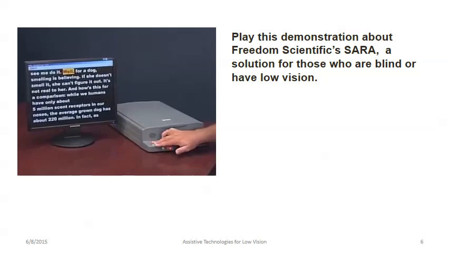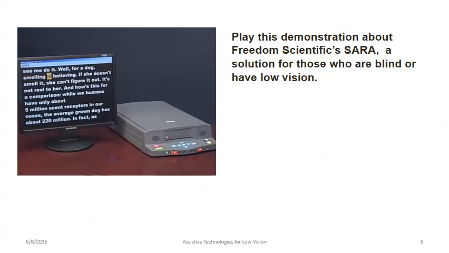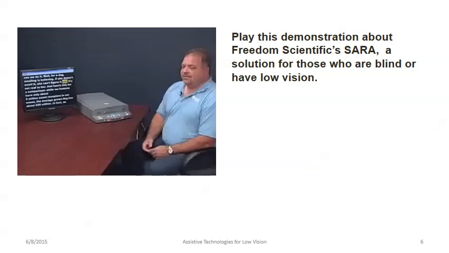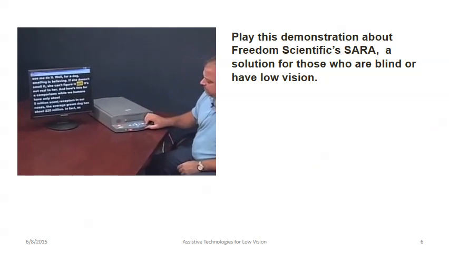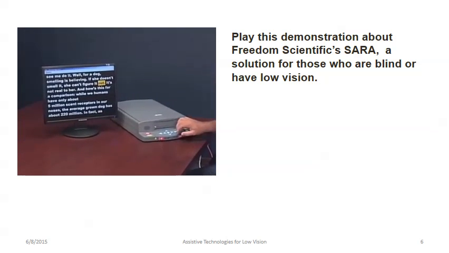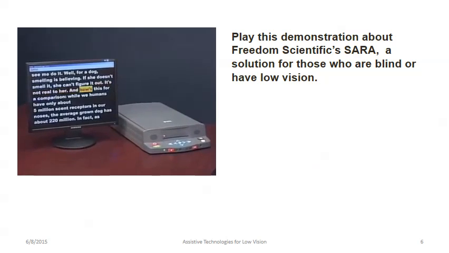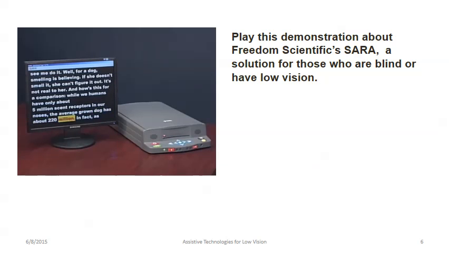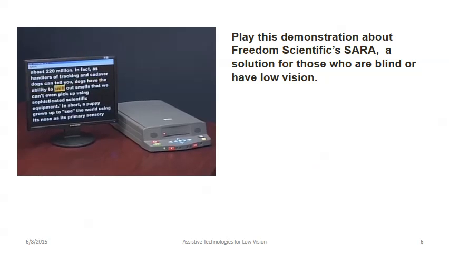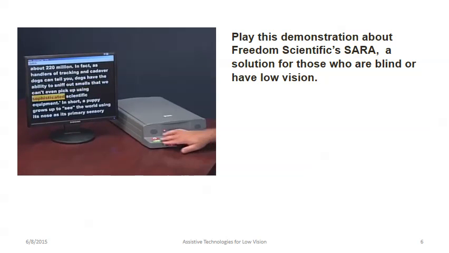Let's let Tom read. Well, Red Dog, smelling is believing. If she doesn't smell it, she can't figure it out. You can adjust the speed to go faster or slower. Let's speed him up. Faster, faster, faster. Out, it's not real to her. And how's this for a comparison? While we humans have only about 5 million scent receptors in our noses, the average grown dog has about 220 million. In fact, as handlers of tracking and cadaver dogs can tell you, dogs have the ability to sniff out smells that we can't even pick up using sophisticated scientific equipment.